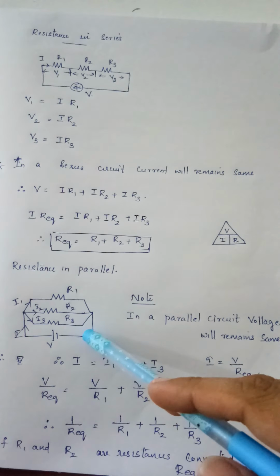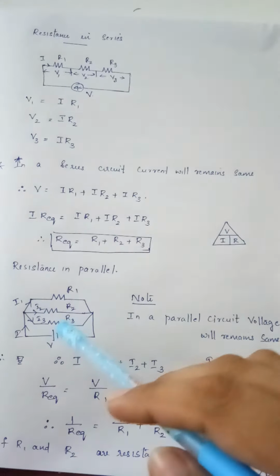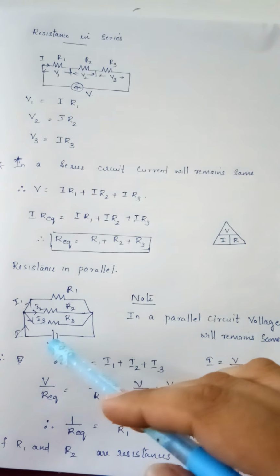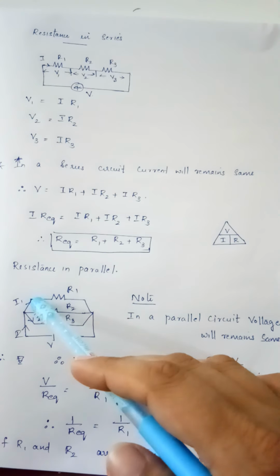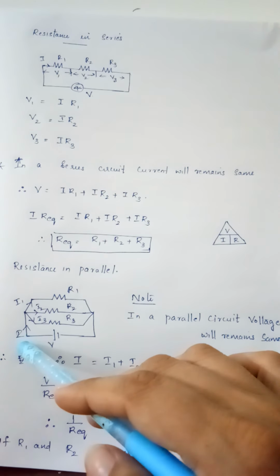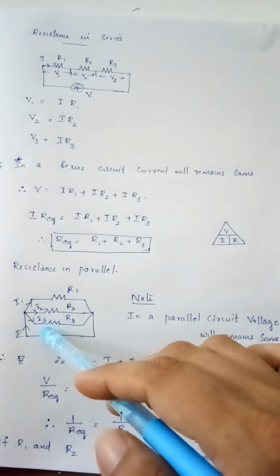The next circuit is three resistances which are connected in parallel. So we should remember one point here. In a parallel circuit, voltage will remain the same. Current will be dividing through the elements. So I is the total current which is divided into I1, I2 and I3.